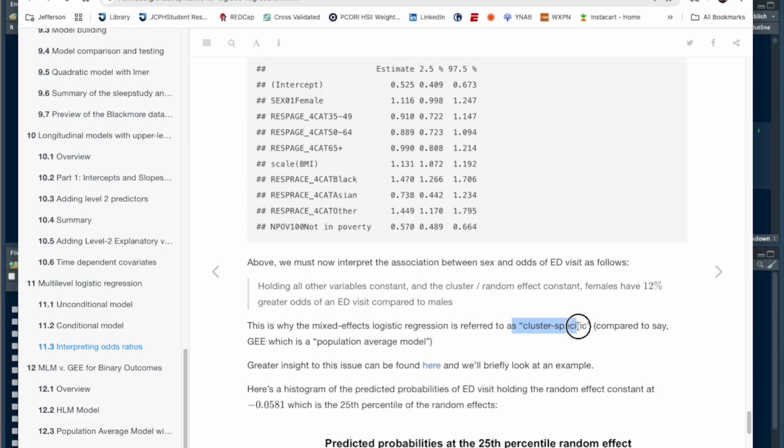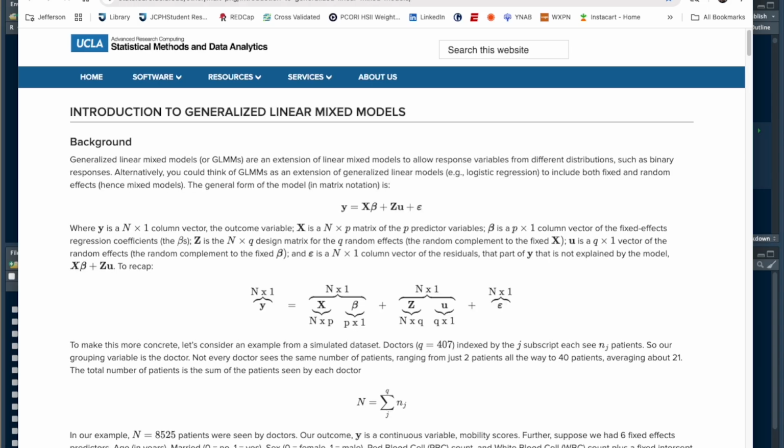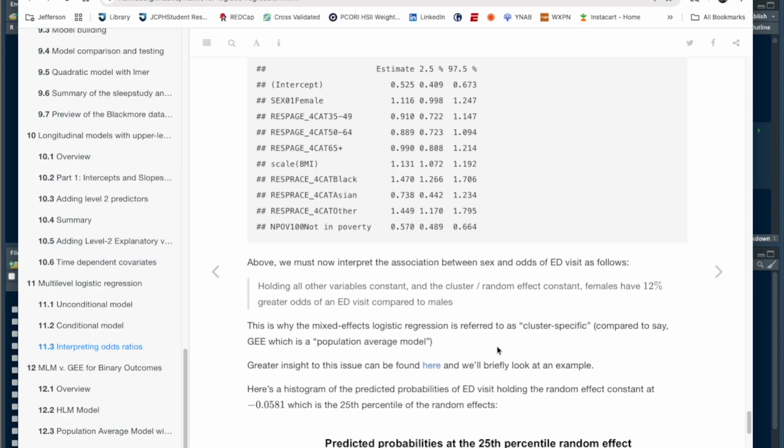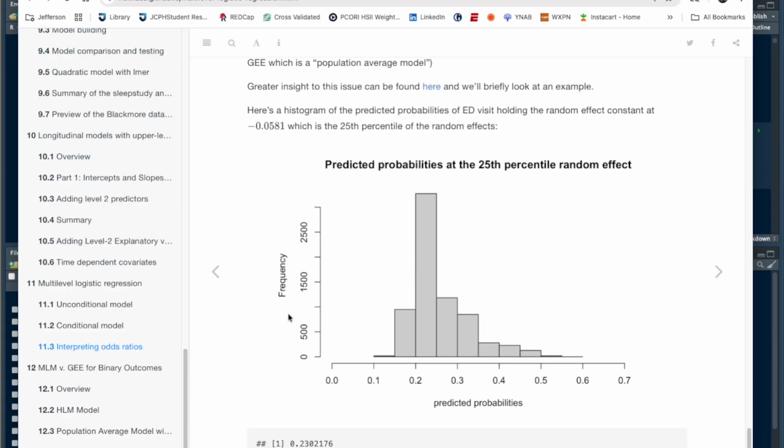If you're not interested in cluster specific stuff, then you want to go with the so-called population average model, which is the topic of next week. There's a great overview of this on the UCLA site. It's all the way down the end. There's a lot going on here, but I think it's worth it to read. But I want to demonstrate to you what this is all about.